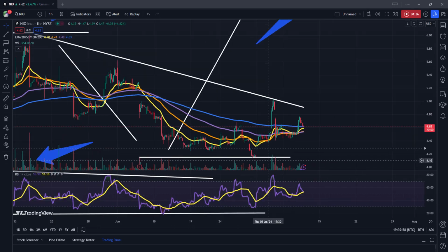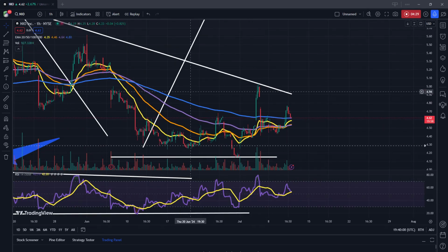So, here's the hourly chart. We do have a series of 4 lines here.